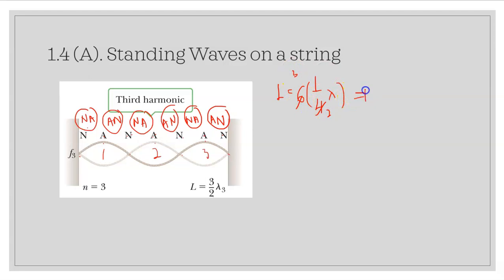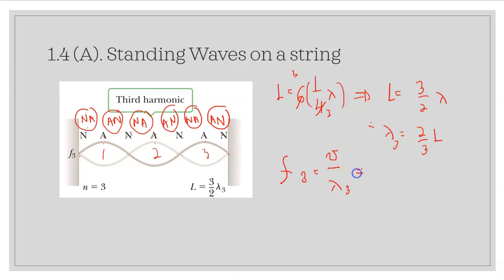So we get L equals 3/2 lambda, and lambda is 2/3 L. So for the third harmonic f3, v equals f3.